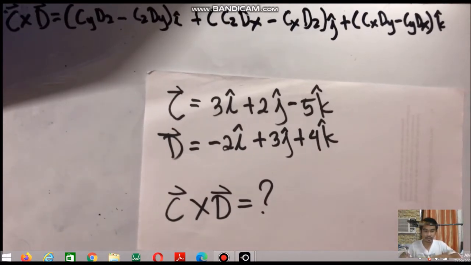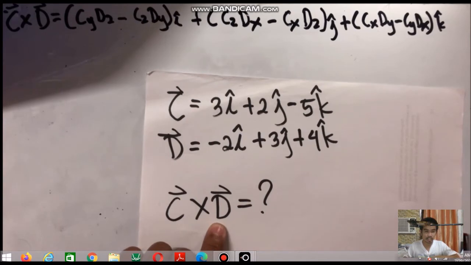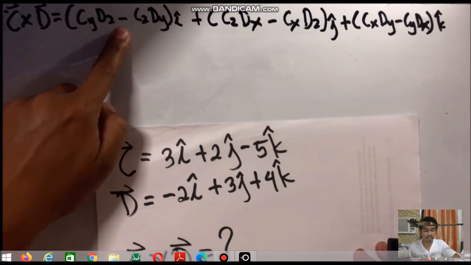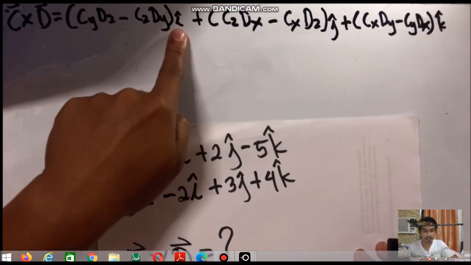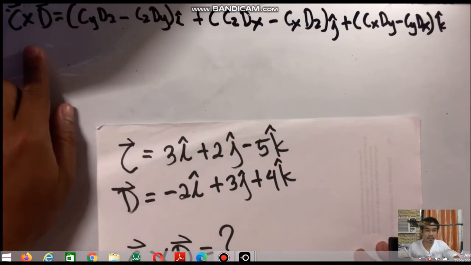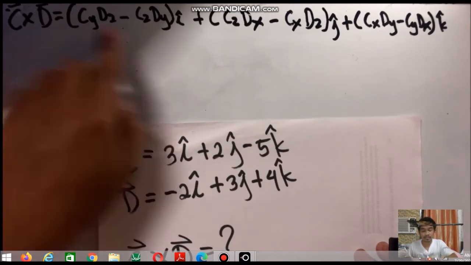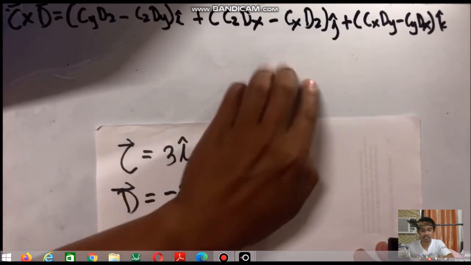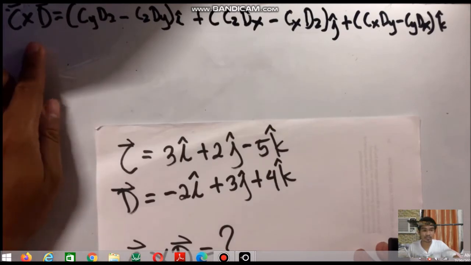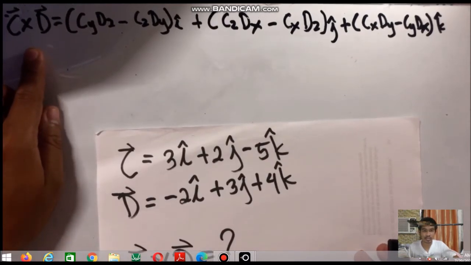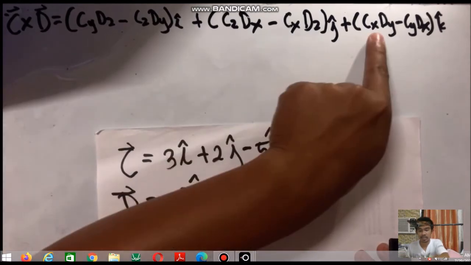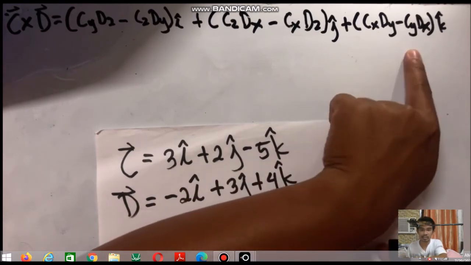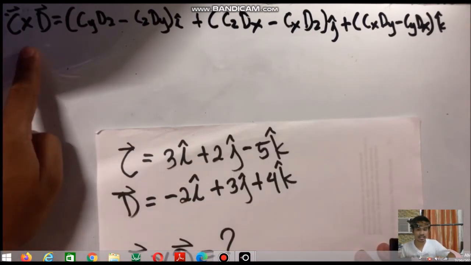Since this is vector C cross vector D, that will be equal to, we start at CY: CY DZ minus CZ DY i hat. This is the x component of the product of vector C and vector D, plus CZ DX minus CX DZ j hat. This is the y component of the vector product of these two vectors. And then CX DY minus CY DX k hat. And this is the z component of the vector product of vector C and vector D.